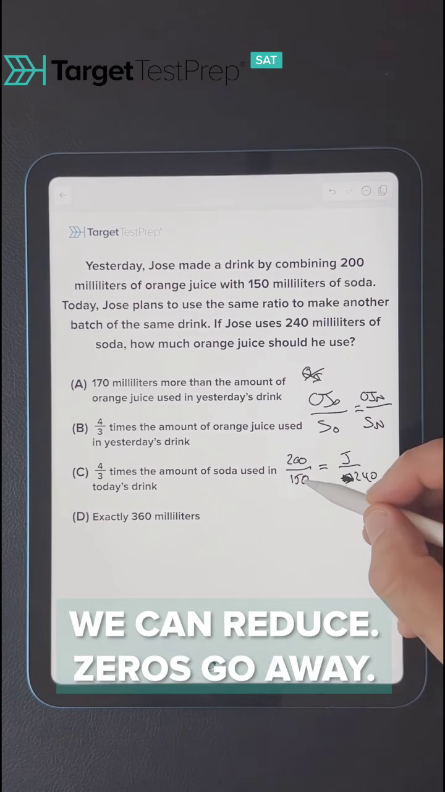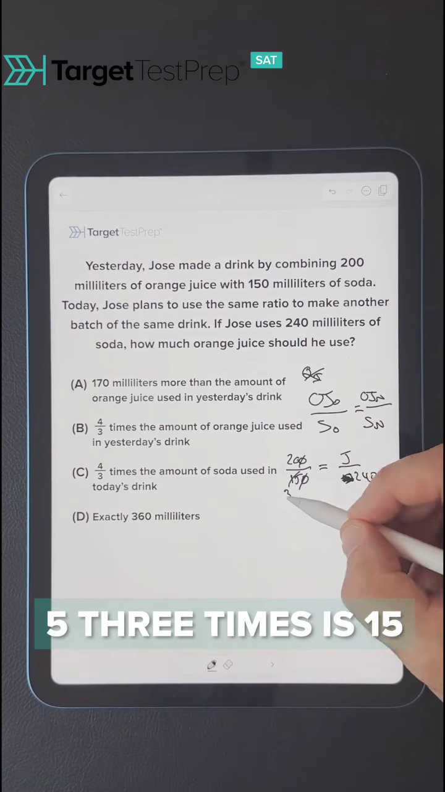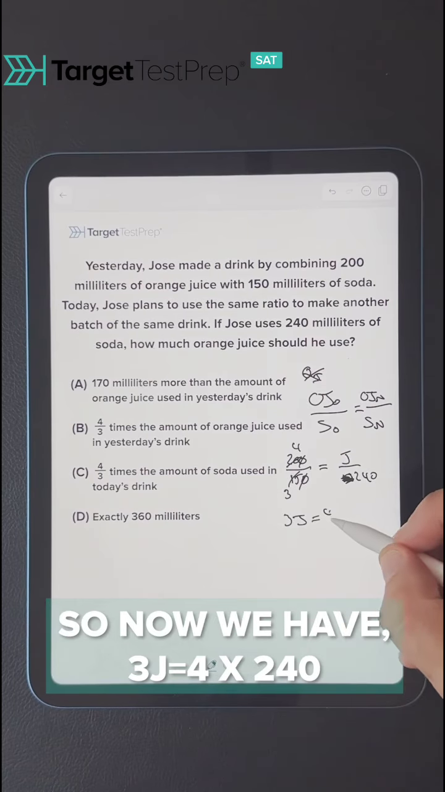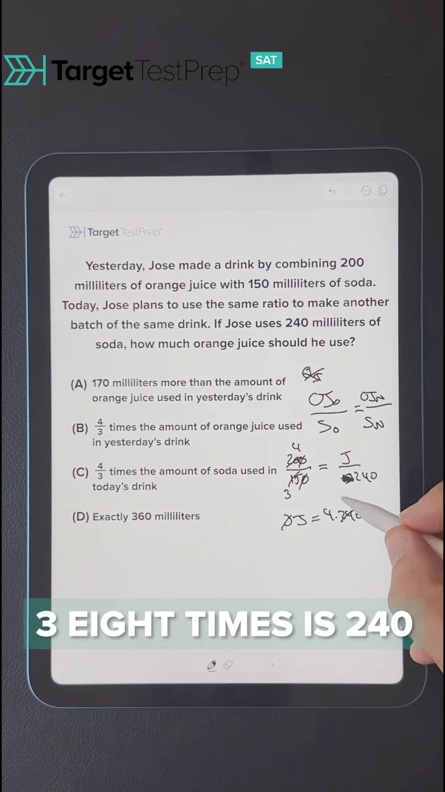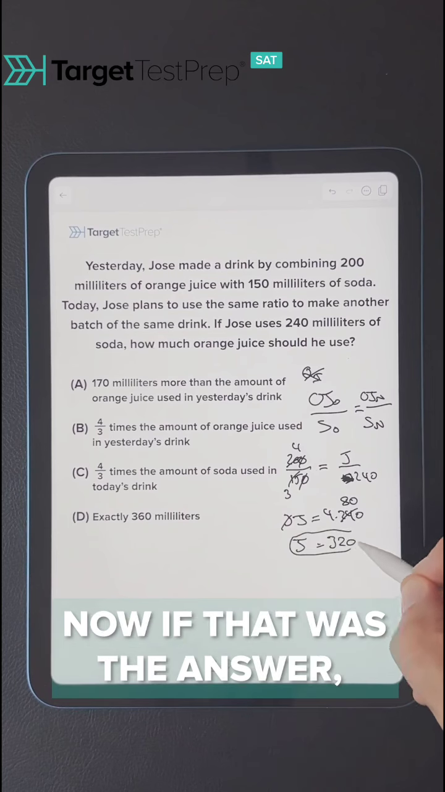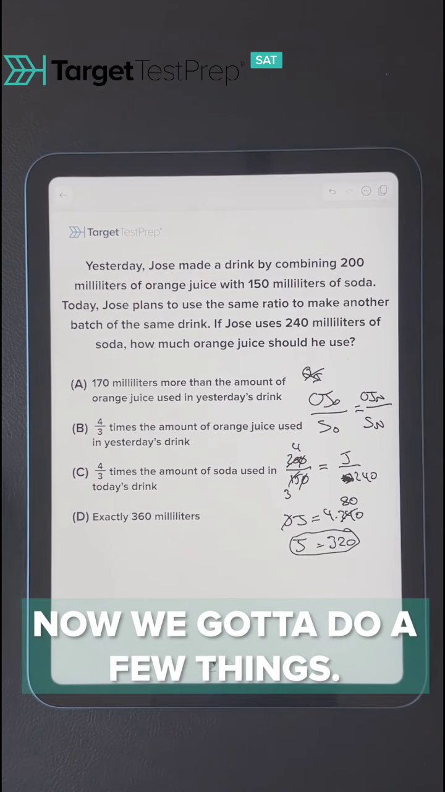Now, before we cross multiply, we can reduce. The zeros go away. 5 goes into 15 3 times, and into 20 4 times. So now we have 3J is equal to 4 times 240. 3 goes into 240 80 times, and then 4 times 80 is 320. Now, it'd be great if that was the answer, but look at the answer choices. Now, we've got to do a few things.